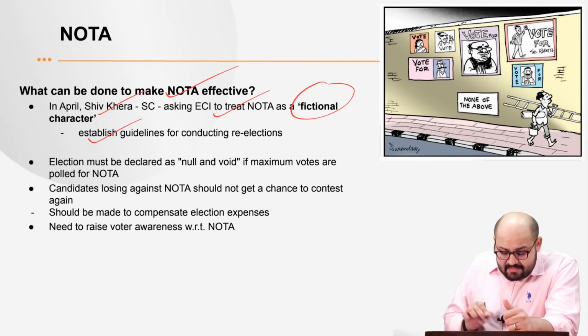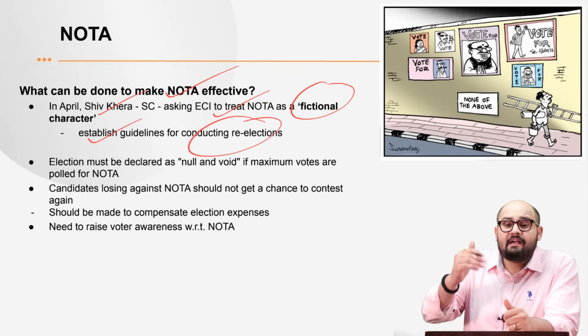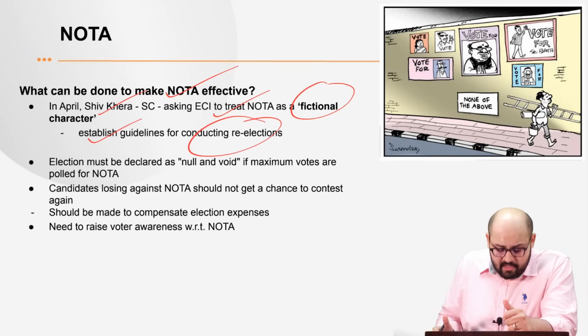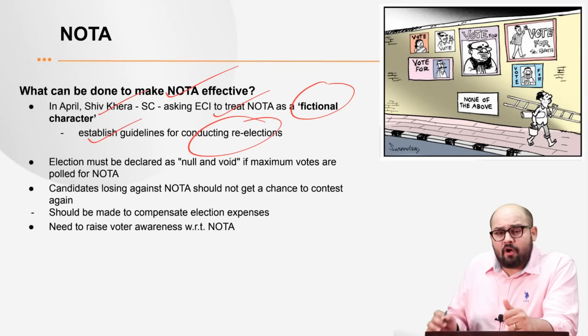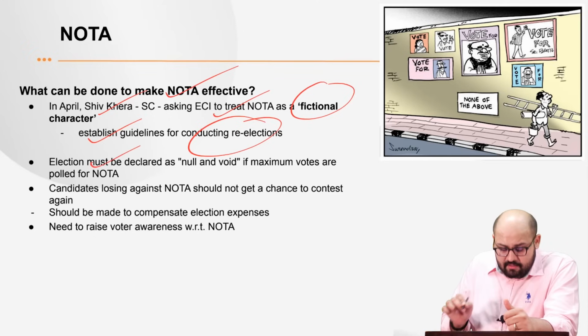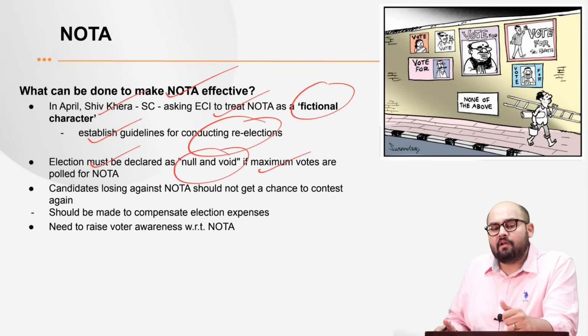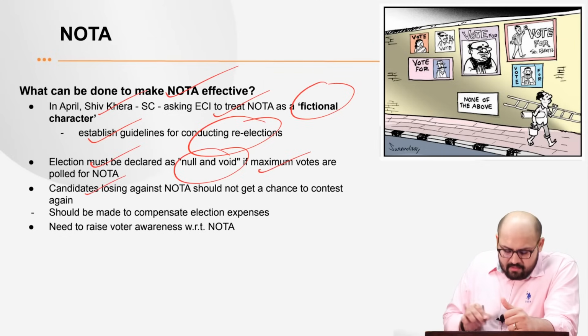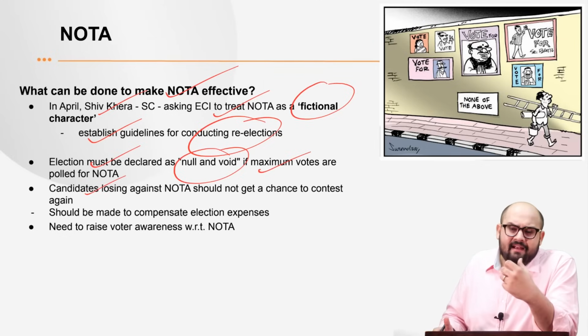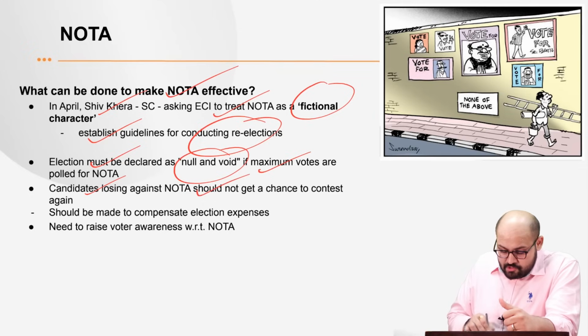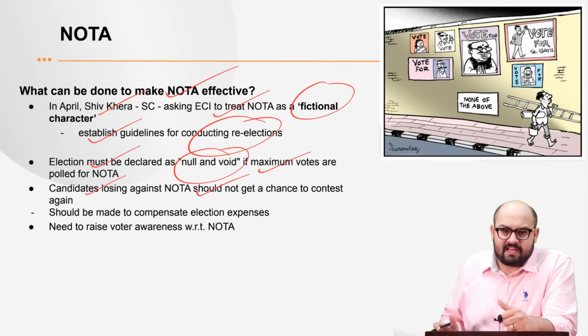So that it can establish guidelines for conducting re-elections where the NOTA has secured the majority of the votes. Then some critics also say that the election must be declared null and void if the maximum votes are polled for NOTA. Then some people say that the candidates who are losing to the NOTA should not get a chance, should be barred from the elections.